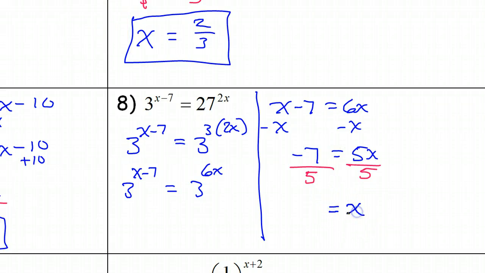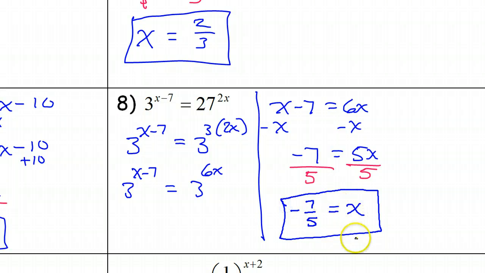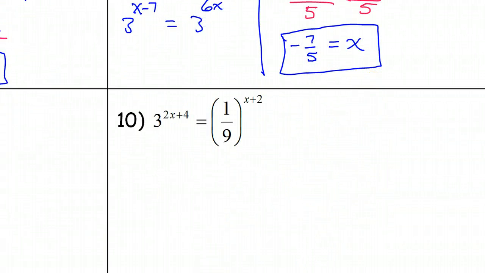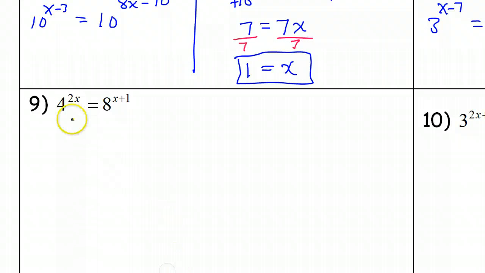So that leaves you with x equals negative 7 over 5. Alright, number 9. A common mistake would be to try to write these both as base 4 somehow. 4 to the 2x is equal to 4 to something.